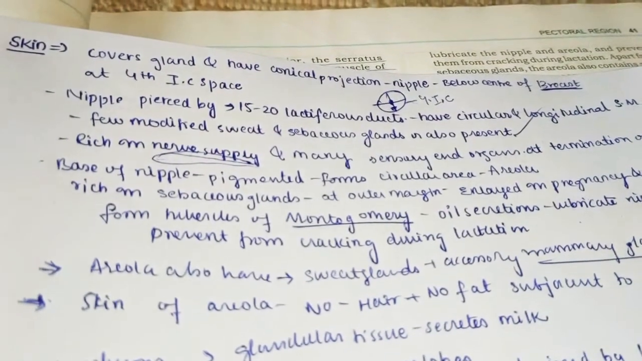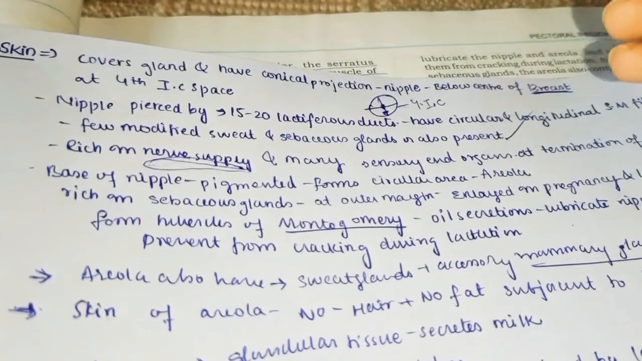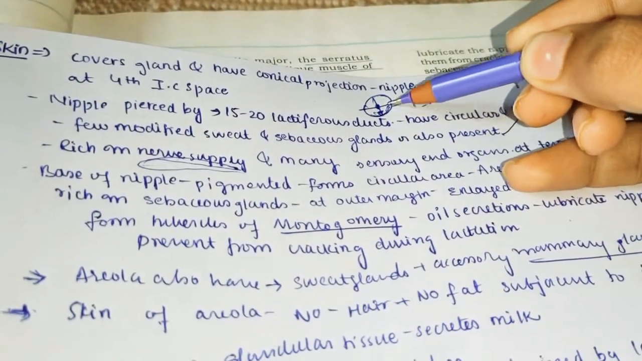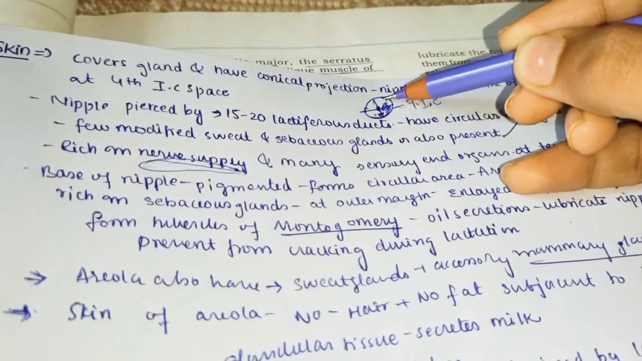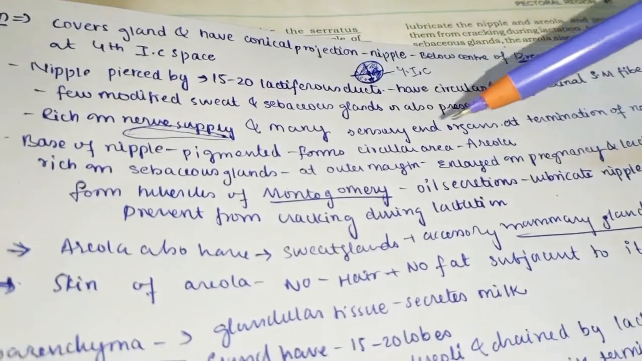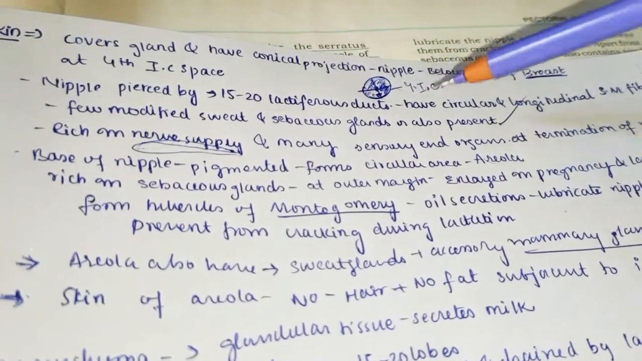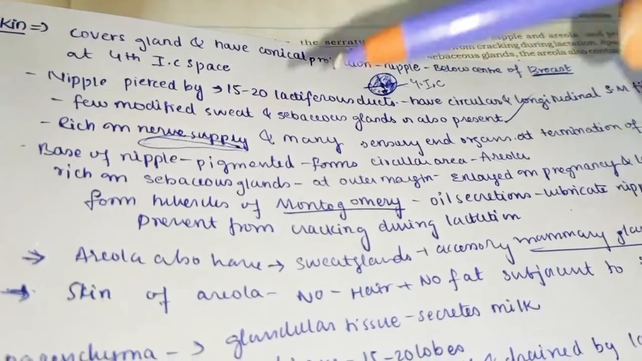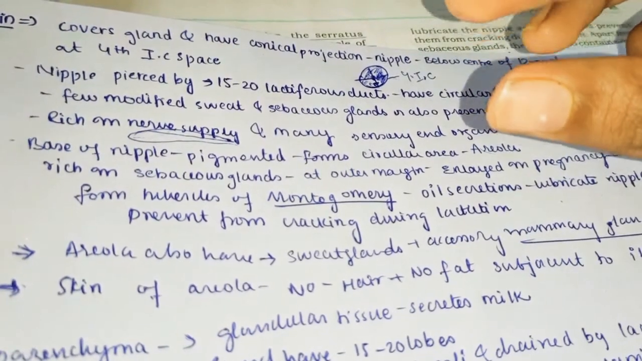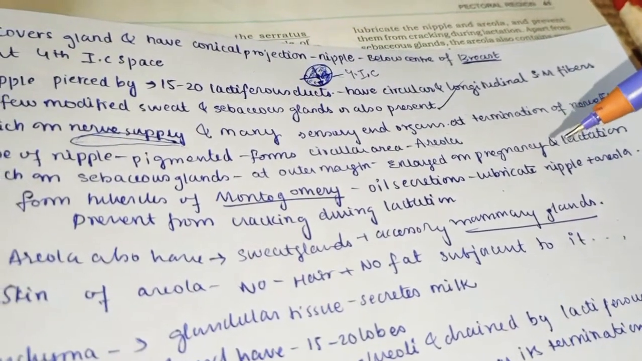Next, coming to the base of the nipple. If you see the base of the nipple, it's mainly pigmented. For example, this is the nipple, and this is its base. Here it forms a shadow-like structure. You can see this is all pigmented. The pigmented layer forms a circular area called the areola. So the areola is a circular area which is mainly pigmented, and it is also rich in sebaceous glands at the outer margin, and it is enlarged in pregnancy and lactation.